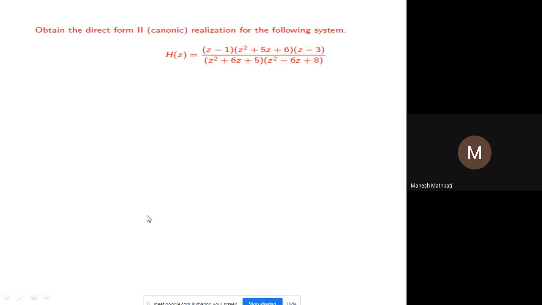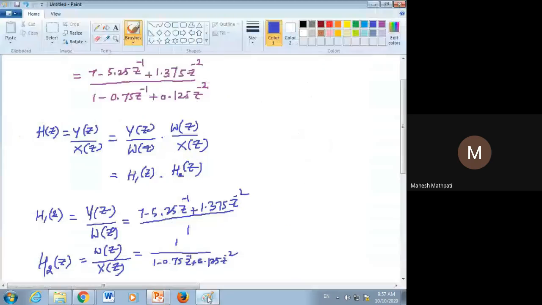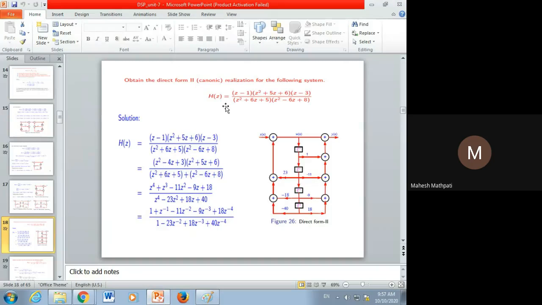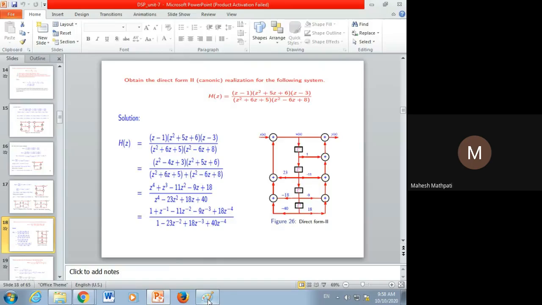Have you noted the equation? Have all of you written the question? Yes, sir. H of z equals z minus 1, z square plus 5z plus 6, z minus 3 divided by z square plus 6z plus 5. Okay, so this question we have noted. Now we will solve it.